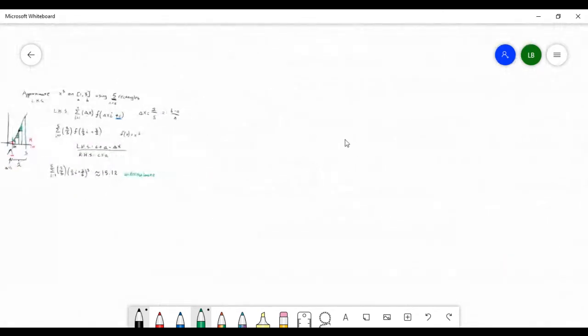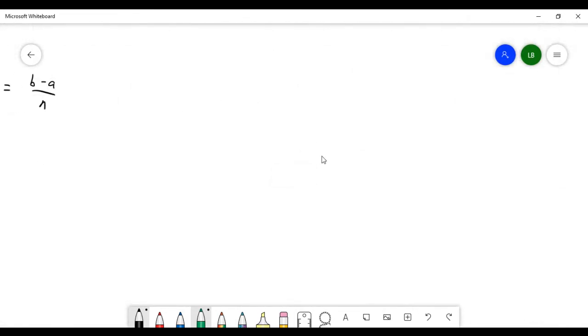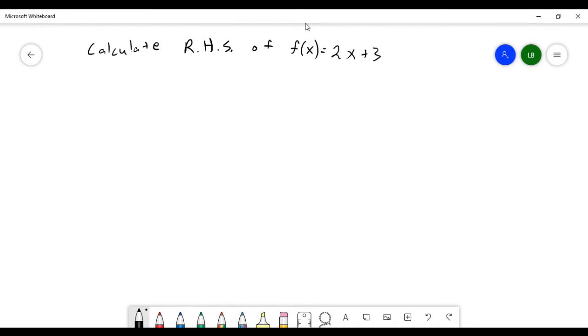Okay, let's go with the practice problem now. Let's see. There you go. Calculate the right-hand sum of f of x equals 2x plus 3 on the interval from 1 to 4 using 6 rectangles. And first try to set it up. And if you want to actually calculate the area, you can do that. But I think getting the setup is probably more important. So go ahead and try that one out. And good luck.